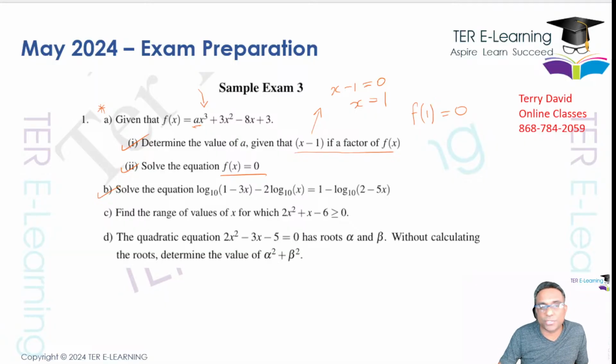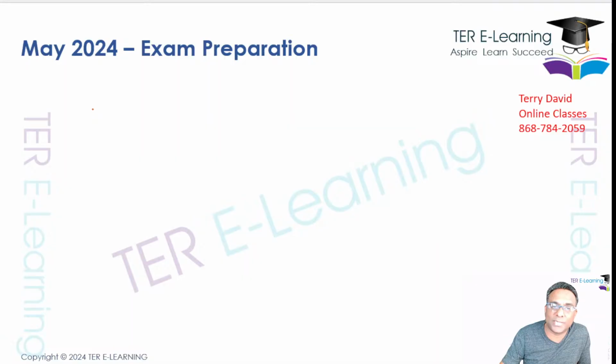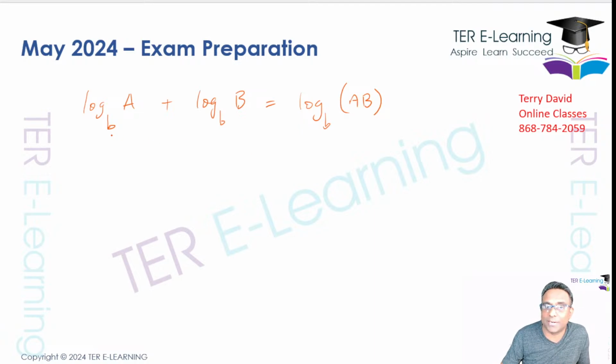Just for your knowledge, there are some log rules that you all need to know and you need to remember. And those rules are log to base b of a plus log to base b of b. If you're adding logs and you have a common base, then you can combine it to be a multiplied by b. So that's one of the rules regarding logs.